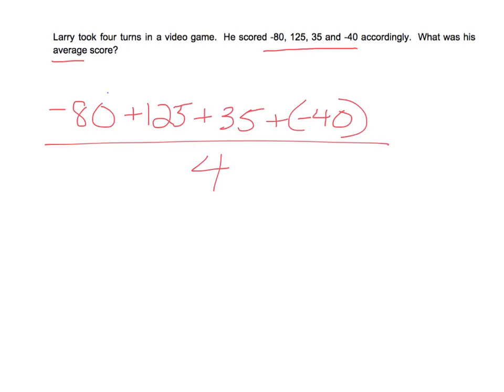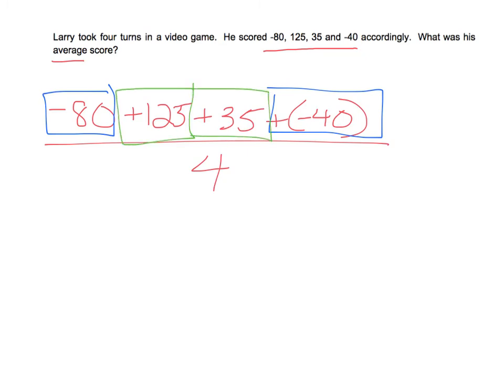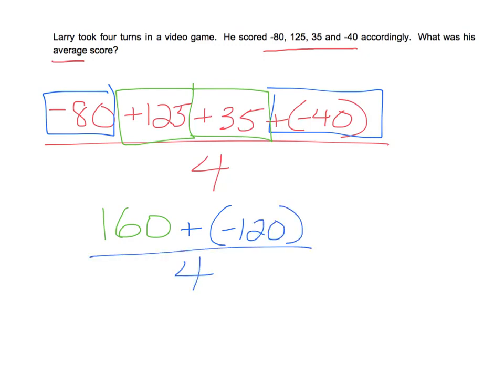So let's first go ahead and do the top numbers. Since it's all addition, we can first combine our negative values and then our positives because addition is commutative. So 125 plus 35 would be 160. And to that, we're going to add negative 80 plus negative 40, which would become negative 120. Again, the whole thing's divided by 4. So this would turn into 160 minus 120 is 40 over 4, which is just 10.